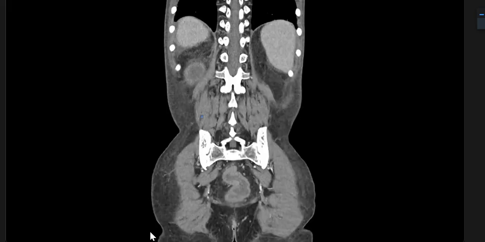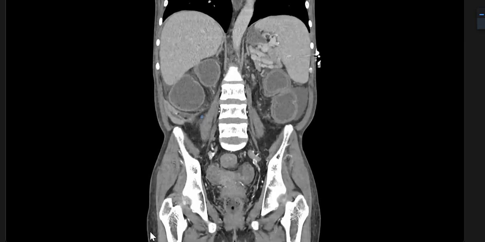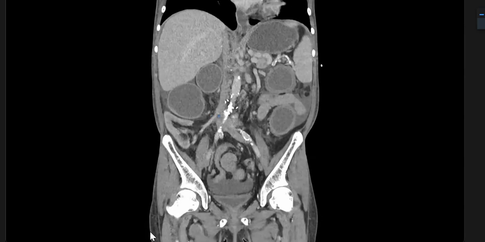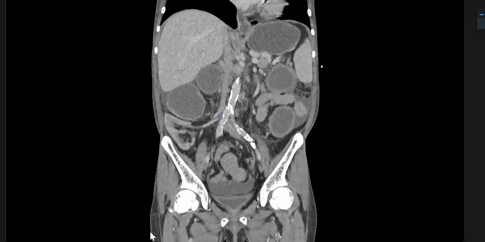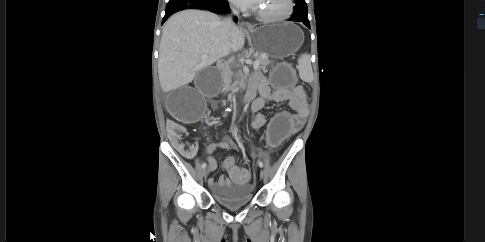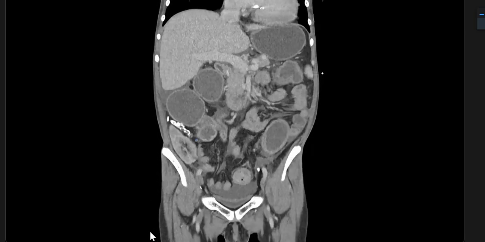This is the kidney probably, and on the left there are multiple splenic varices noted as well, and aortic calcification is noted as well. The kidney is significantly displaced inferiorly.